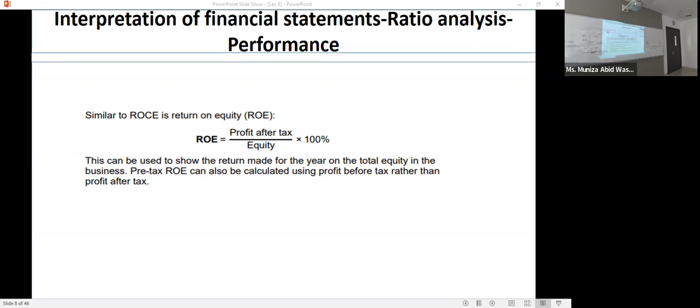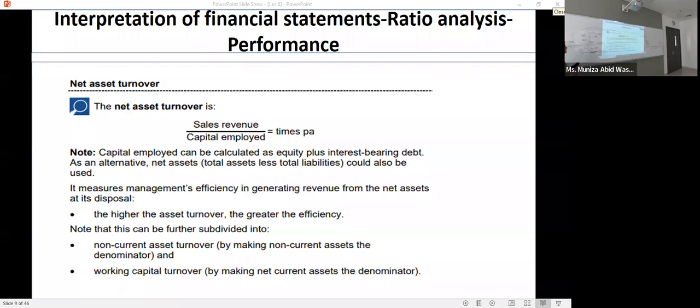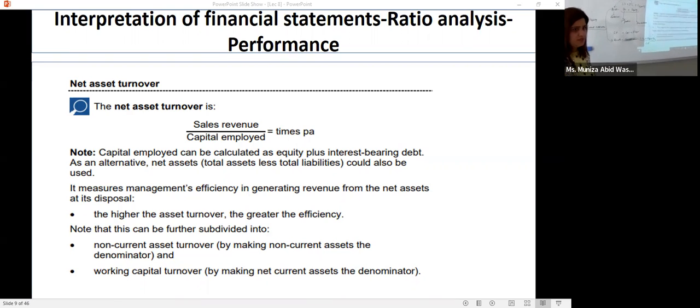Okay, now students, the next performance ratio is net assets turnover. Net assets turnover, the formula is sales revenue divided by capital employed. Now, net assets turnover gives us the capacity to analyze the efficiency of the capital employed to generate sales revenue.